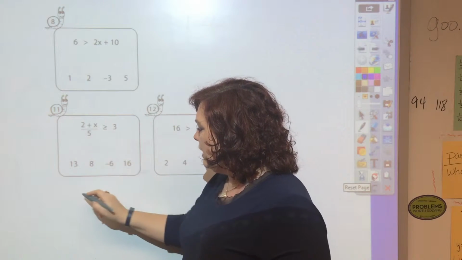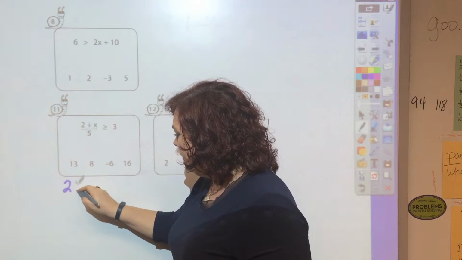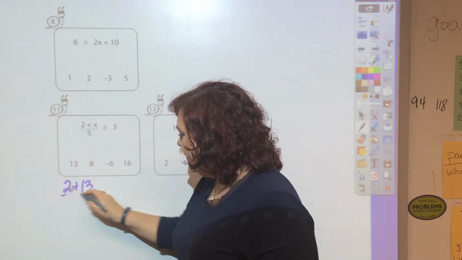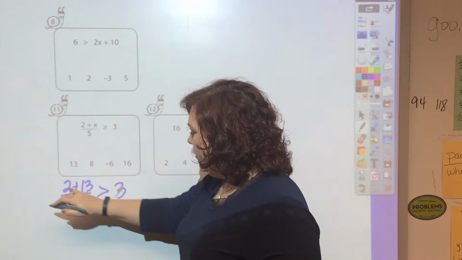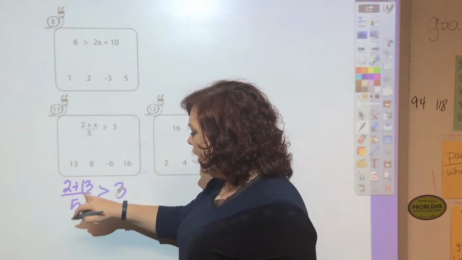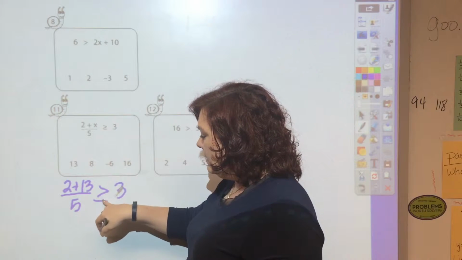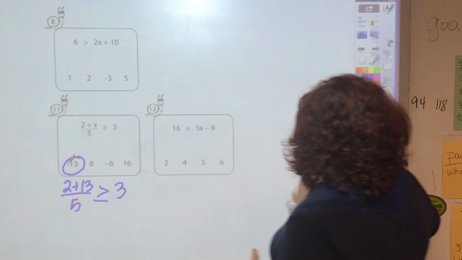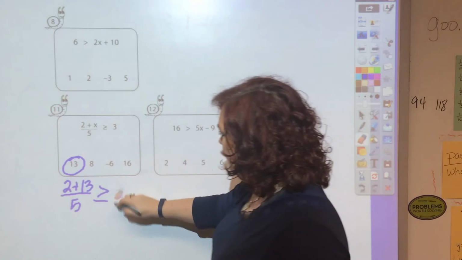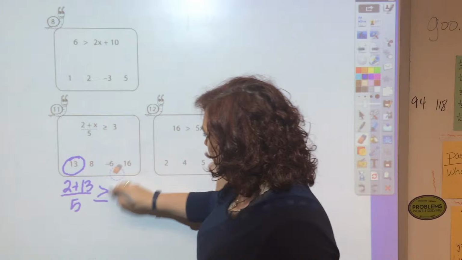So let's do it with this one. 2 plus 13, 2 plus 13 divided by 5 is greater than or equal to 3. Well, that's 15 divided by 5, so that's 3 is equal to 3. So that is true. Now let's look at the next one. 8 plus 2 is 10, divided by 5 is 2. 2 is greater than or equal to 3. No, that's not true.